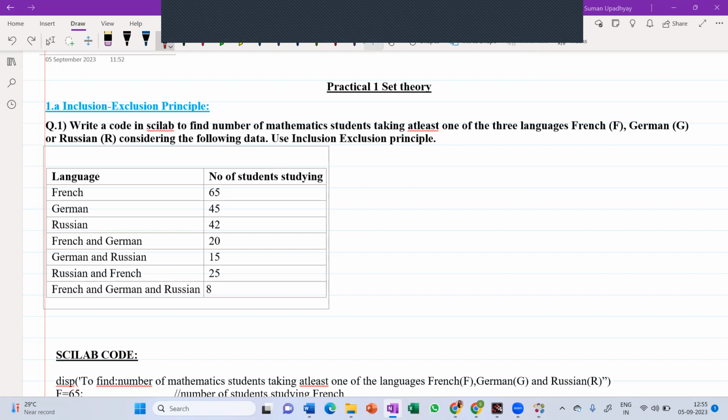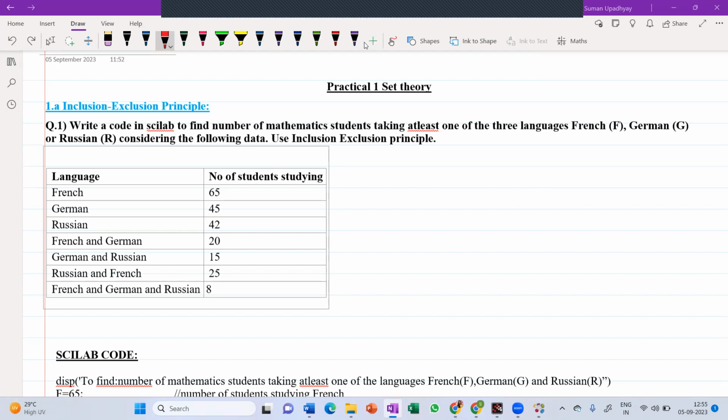Write a SCILAB code to find the number of mathematics students taking at least one of the three languages, French, German, or Russian. Considering the following data, use the inclusion-exclusion principle. And here is the data which is given in the table.